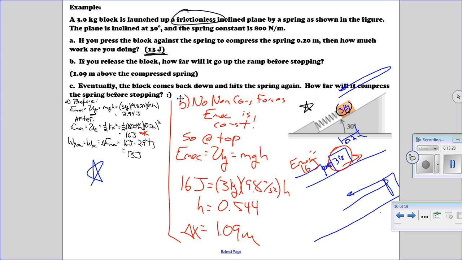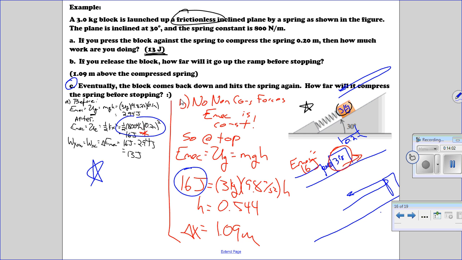All right? So then that brings us to part C. Part C says eventually the block is going to come back down and hit the spring again, and it asks how far will it compress the spring before stopping? As it comes down, there are, again, no non-conservative forces. The only forces are gravity and the spring, right? So when it slides back down the ramp, all of this gravitational potential energy turns into kinetic energy. Then it hits the spring and it turns into elastic potential energy. And we get back to the point where all of the energy is elastic, which means that you've compressed it 0.2 meters again.